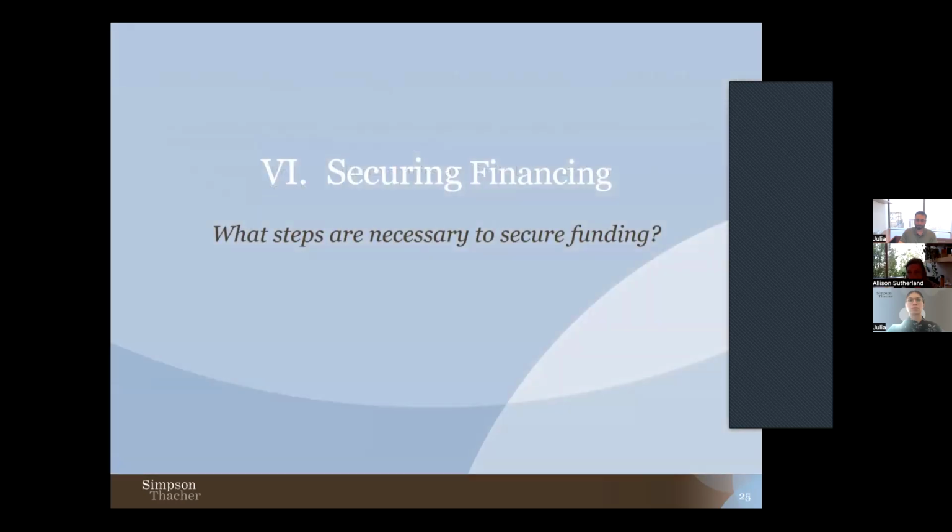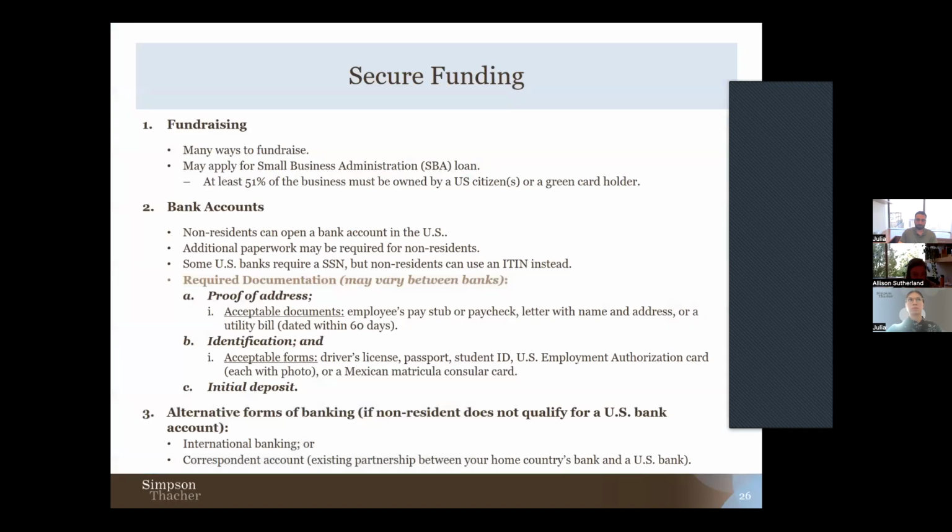So another option you might look at while you're forming your business is how to secure financing for your business. So there's a couple of different ways you can do this. One way is to fundraise. You can do this through collecting funds from family members, or you can apply for a small business administration loan. The SBA is a federal agency that helps out small businesses. And in order to qualify for an SBA loan, your business must be at least 51% owned by a US citizen or a green card holder.